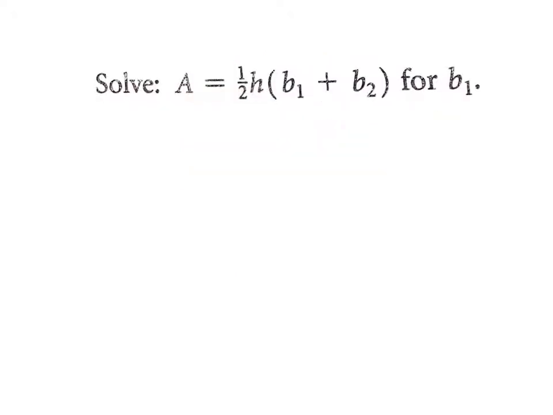All right, last one. This is the formula for area of a trapezoid. And if you remember from geometry, a trapezoid has 2 bases. That's what the b1 and b2 are. They want us to solve for b1. So somehow I've got to get this isolated by itself.